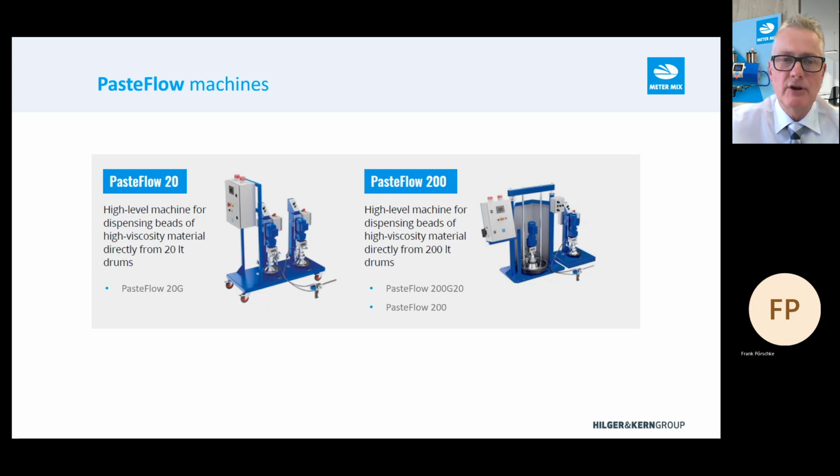So in the paste flow 20G, there is only the one version, but we have two versions for the paste flow 200. The paste flow 200G 20 is the one as per the picture. So you have a 200 litre on the A and a 20 litre on the B. And then when we say the paste flow 200, this will be two 200 litre drums.